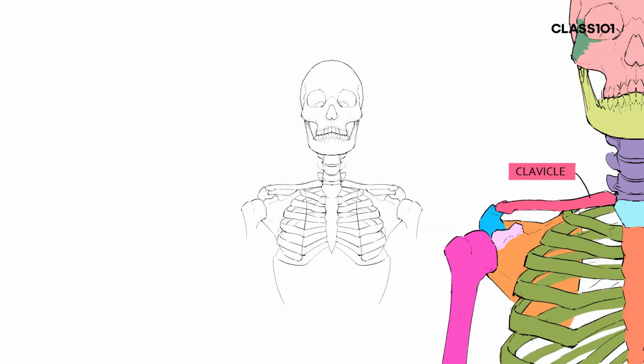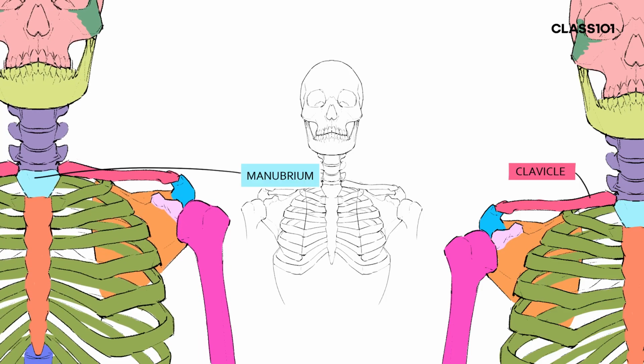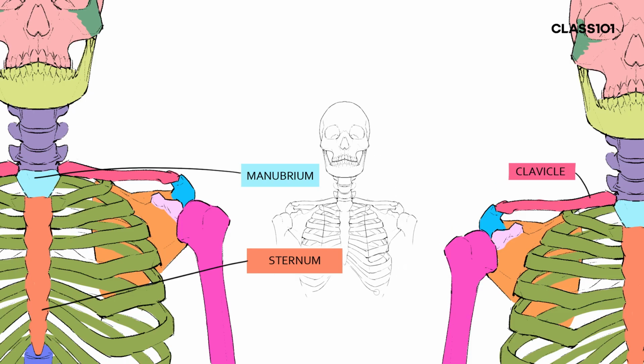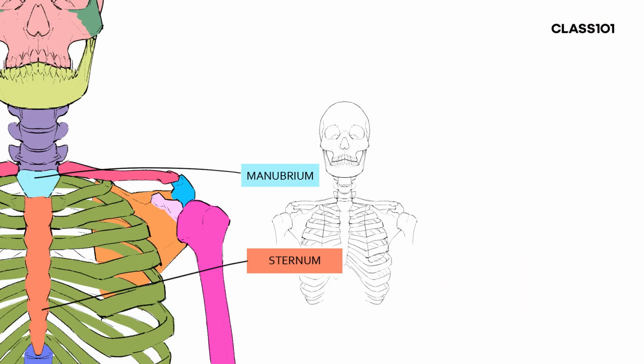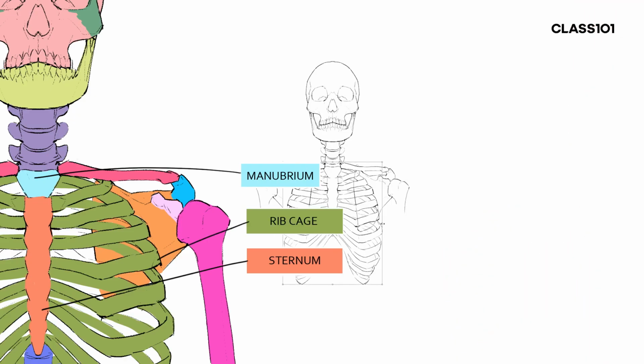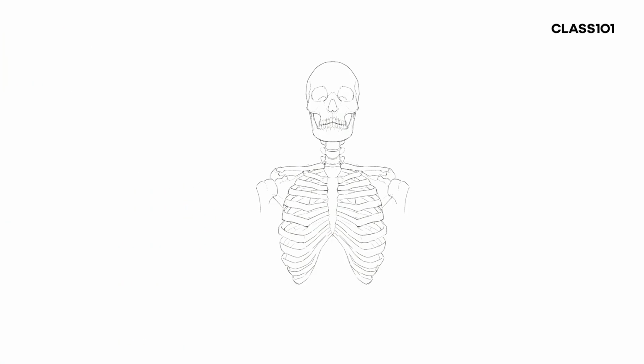The clavicle itself connects to the rest of the rib cage through a sternoclavicular joint with the manubrium, which is directly connected to the sternum. The clavicle, manubrium, and sternum serve as the primary origin point for a lot of the muscles in the upper body, while the rib cage serves as the primary infrastructure for a lot of the muscles in the upper torso.